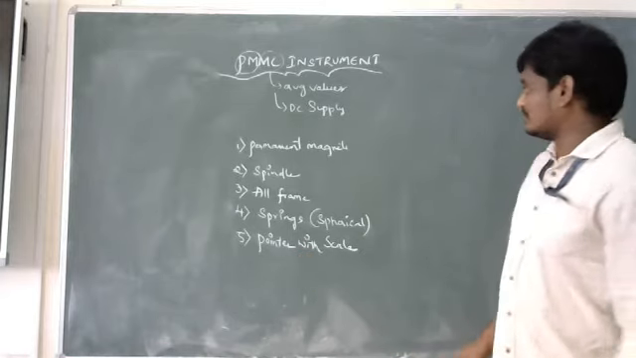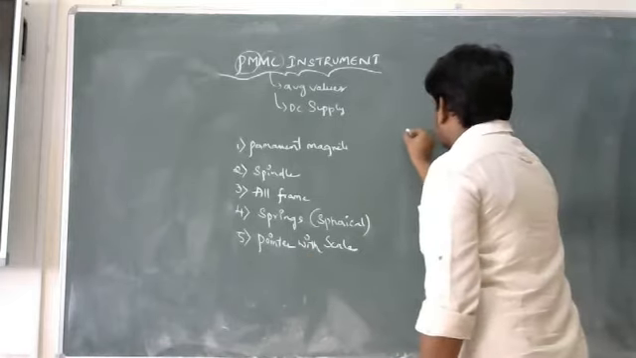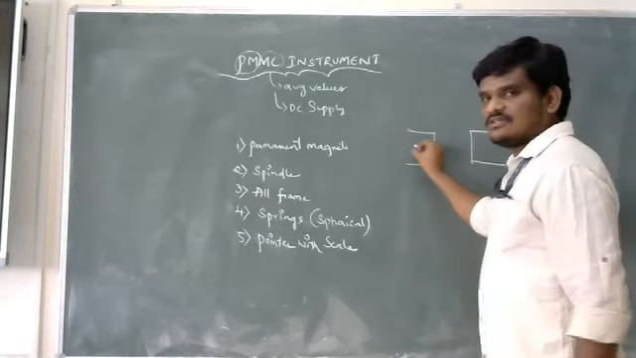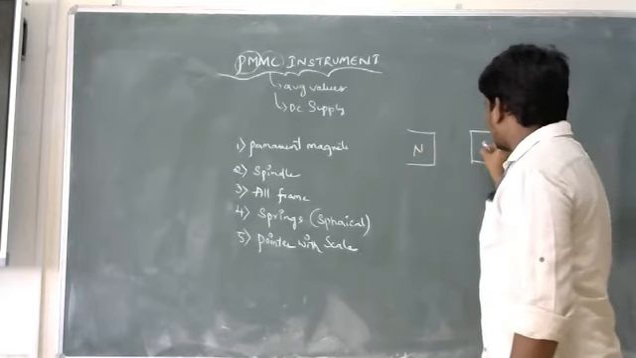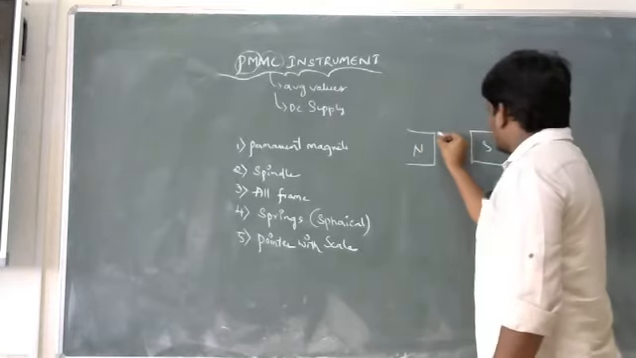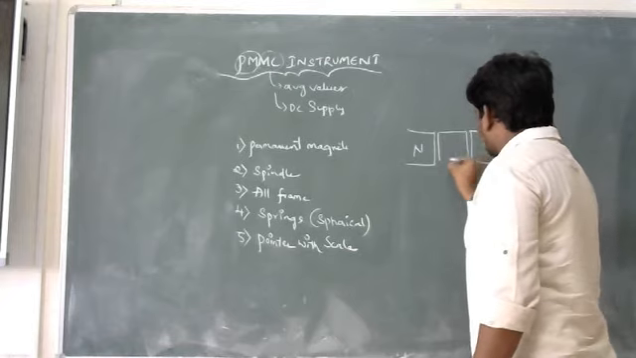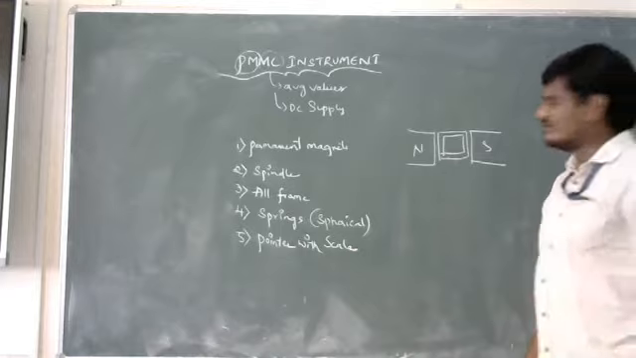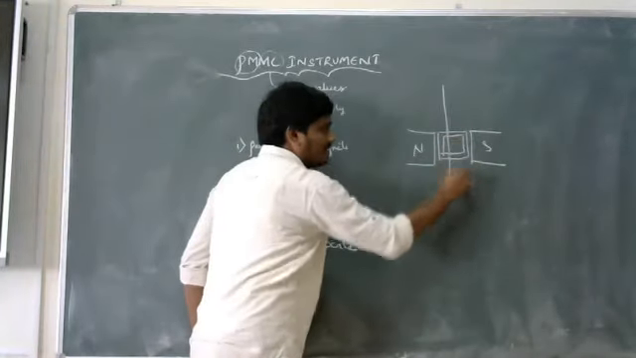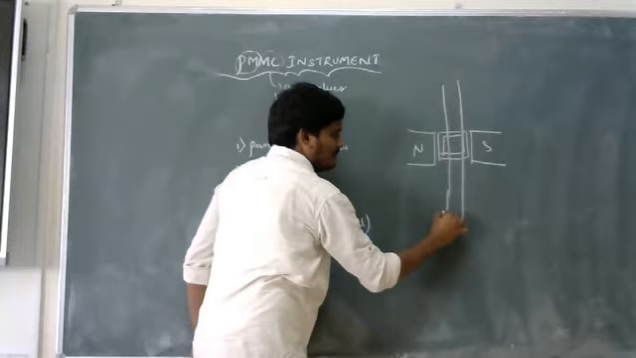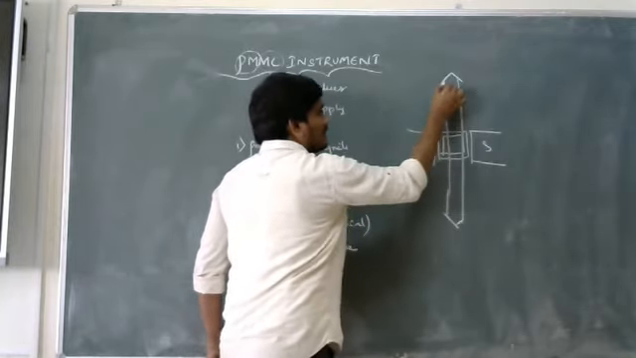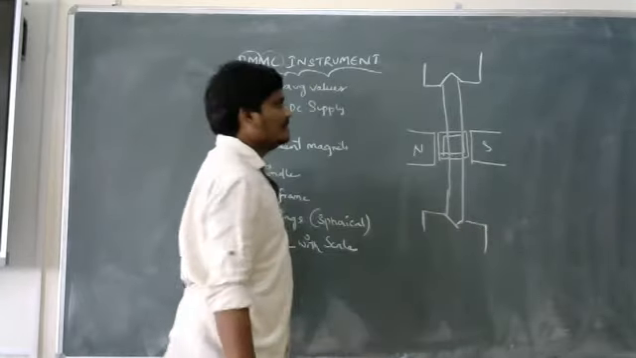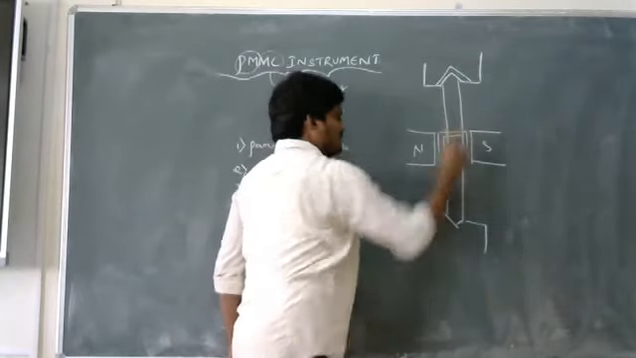Now we'll go for the construction of a PMMC instrument. As indicated, it consists of a magnet. Let me say that this is a magnet which consists of a north pole and a south pole. Let me say that there is an aluminium frame which is placed in this particular magnet here. This is the aluminium frame, and I am placing the spindle here, and I am using supporters at the edges of the spindle to hold it.